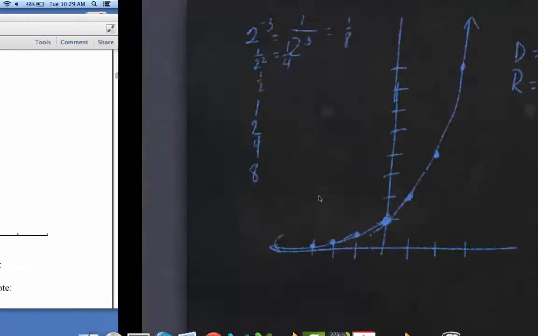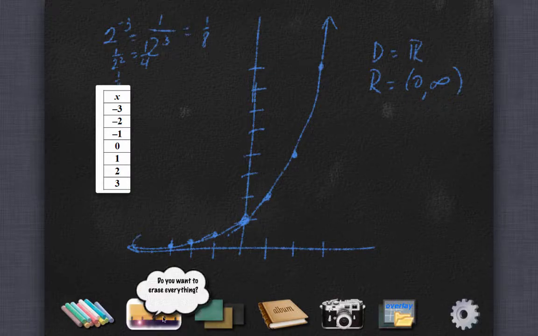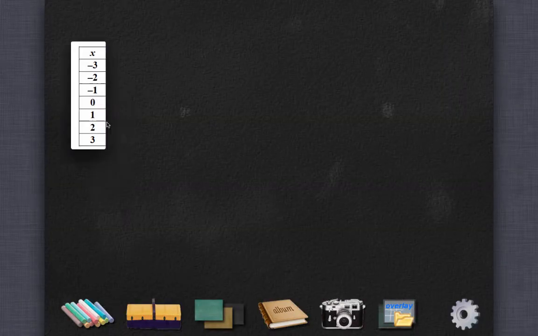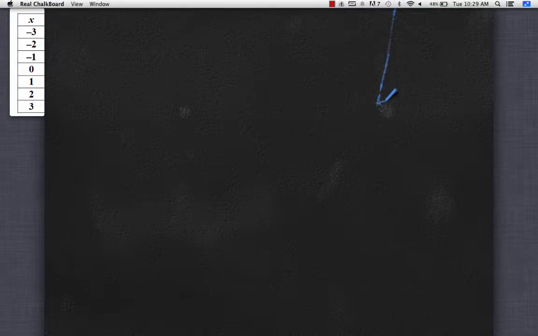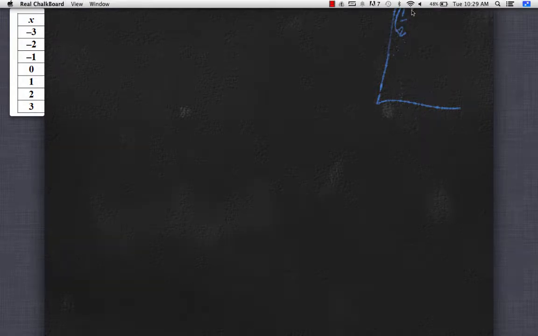Just take that part with me this time. Okay, so there's that. So my y values now, you can do a little note over here. 1/2 to the -3 is 1 over 1/2 to the 3.